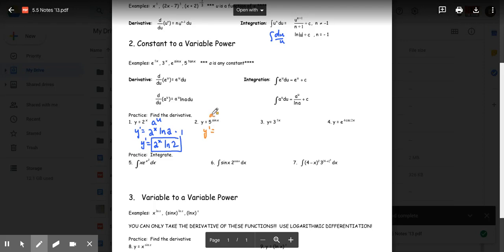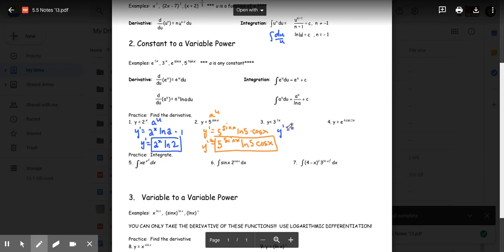All right, the next one, 5 to the sine x. Okay, so this is the a to the u formula where a is 5. So you keep it the same times the natural log of the base, so the natural log of 5, times the derivative of the exponent. The derivative of the exponent would be the derivative of sine, which is cosine. I don't know what happened there. That's supposed to be part equals. So 5 to the sine x times the natural log of 5 times cosine x. There's your answer.